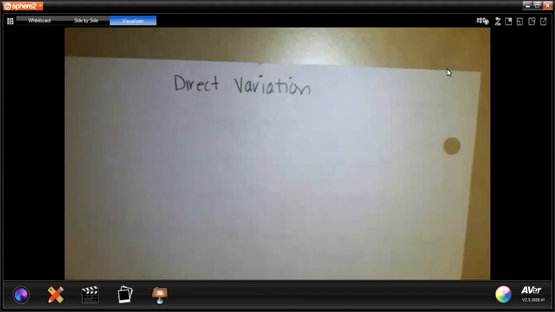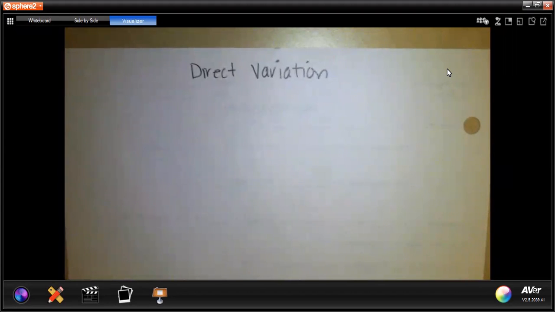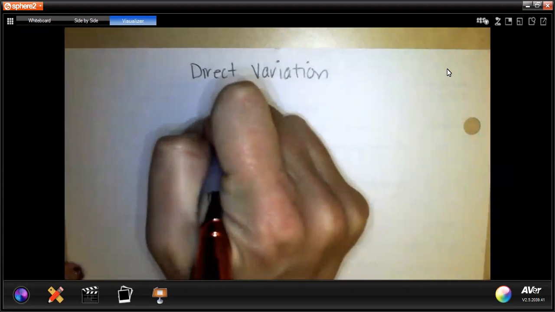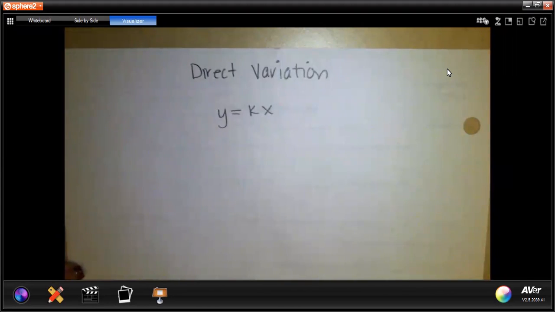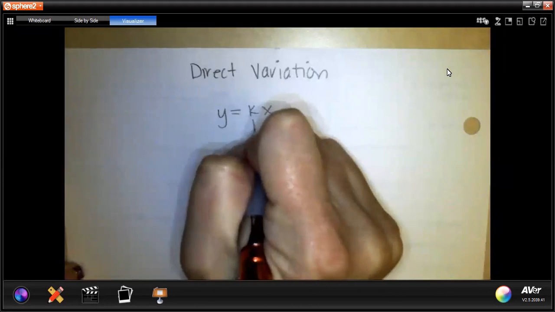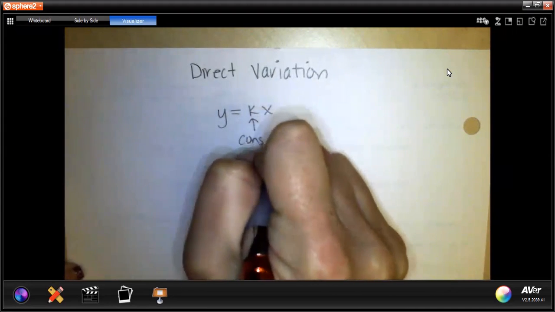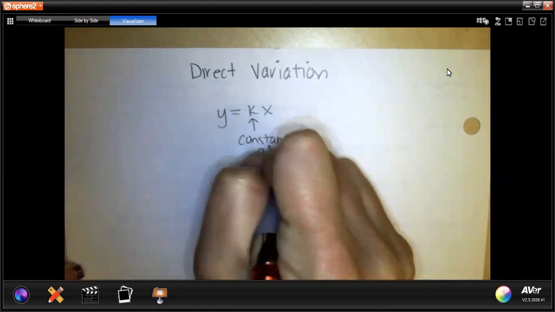Right, today we're going to start our rational unit, and we're going to start with the most basic of rational equations, which is the inverse variation. To do that, let's recall what you learned in Algebra 1, which was the direct variation. Direct variation was when you had some equation y equals some constant times x. So that right there was the constant of variation.